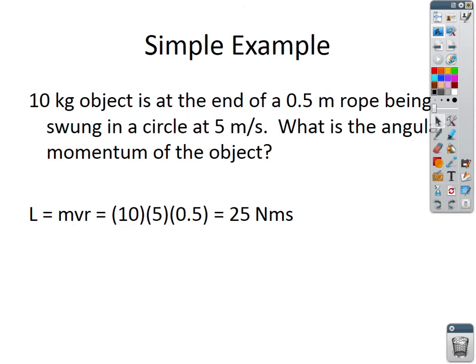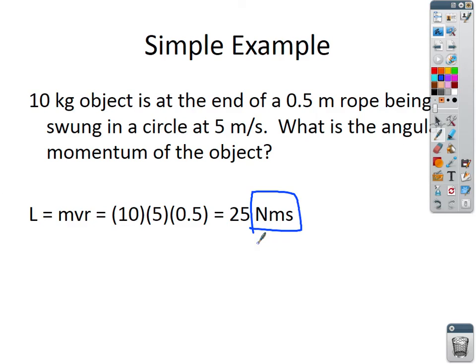So if we have a quick example here, if I have a 10 kilogram object at the end of a 0.5 meter rope being swung around at 5 meters per second, what's the angular momentum? I would just multiply out 10 times 5 times 0.5 is 25 Newton meter seconds. So again, we're going to get some continuing strange units. All we're going to do is basically put all the different units that we have together, okay, is what we're looking at. Now, this is Newton meter seconds.